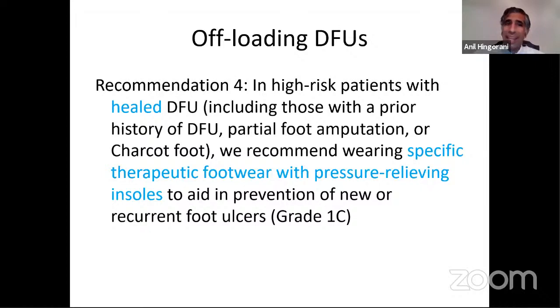For high-risk patients with a healed diabetic foot ulcer, including those with a prior diabetic foot ulcer or partial toe amputation or Charcot foot, we suggested specialized therapeutic footwear with pressure-relieving insoles to try to prevent new ulcers or recurrent foot ulcers in these patients.